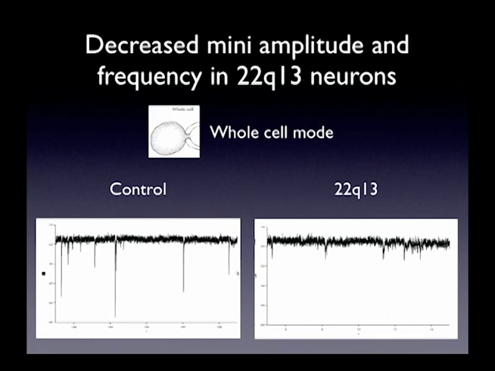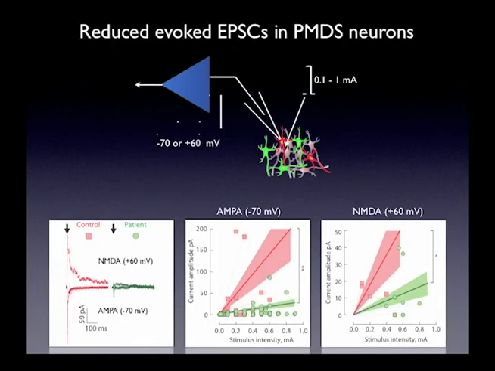So we patch clamped the cells, and now this is a synaptic protein, and so we focused on the function of the synapse. Okay, so these here are synaptic events, right? This is what a control looks like. There are all these synaptic events, and in these kids with 22q13, Phelan-McDermott syndrome, you can see that they're far smaller, right? And so the question is why? So these are spontaneously occurring.